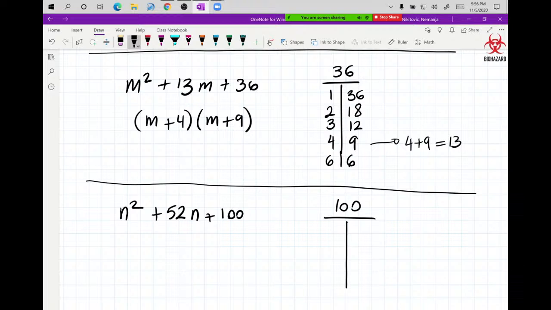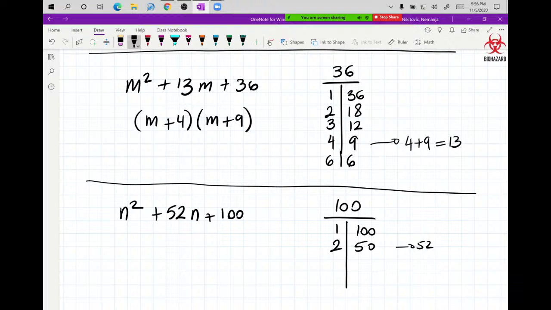Now, sometimes when you go through the list, if you hit the number that you see that it works, you can just stop with the list because only one pair in the list can work. So when you start dividing, you go 1 divided into 100 gives 100. 2 divided into 100 gives 50. Oh wait, that adds to 52. I really don't have to go through the rest.